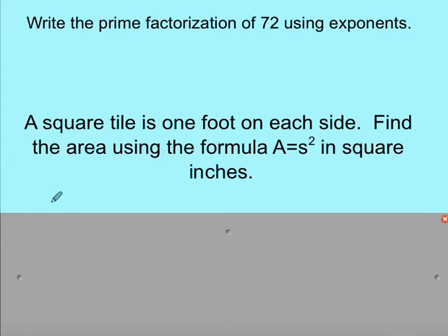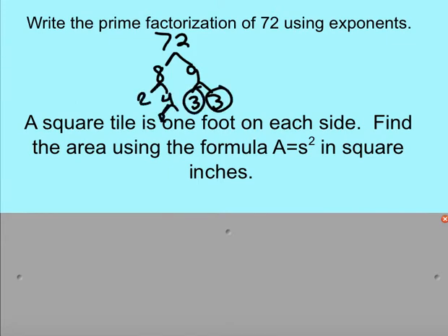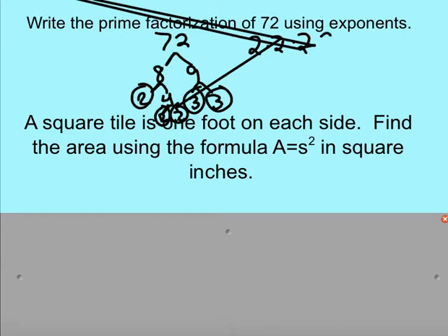All right. Write the prime factorization of 72 using exponents. Well, this is when we take 72 and use our tree and say, some factors are 8 and 9, but those aren't prime, so 9 is 3 and 3. 8 can be factored into 2 and 4, which can go smaller into 2 and 2. So we actually have 2 times 2 times 2 times 3 times 3, which we can use exponents to write as 2 cubed times 3 squared.